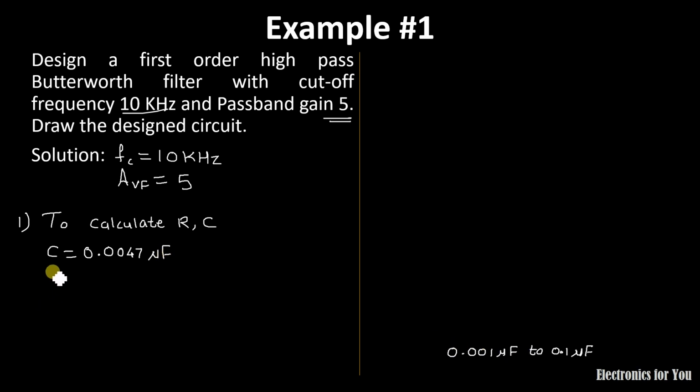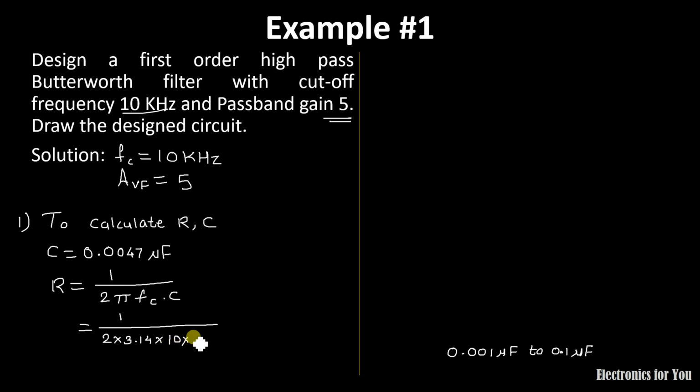So the value of the capacitor is assumed, and therefore we can calculate the value of R by using the formula R equals 1 upon 2 pi fc into C. It will be equal to 1 upon 2 multiplied by 3.14 multiplied by fc. Now fc is our cutoff frequency and it is given as 10 kilohertz.